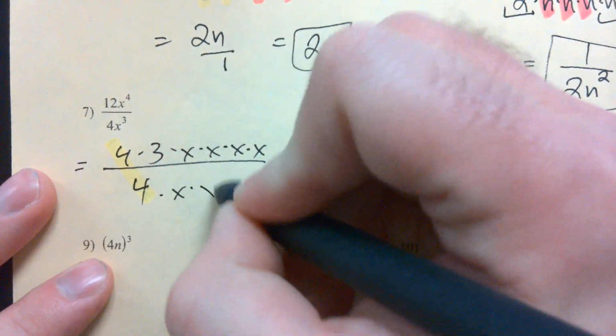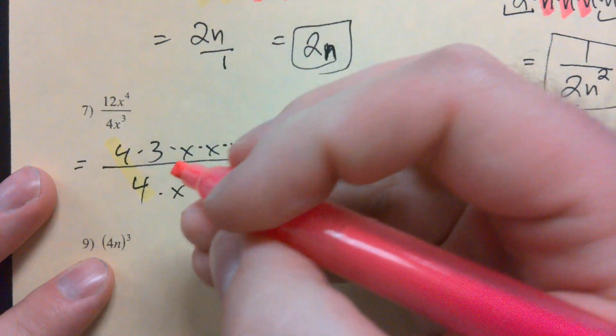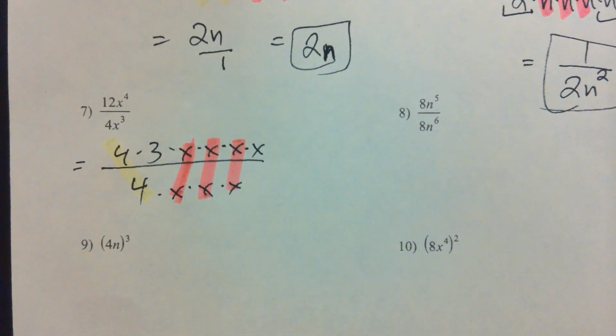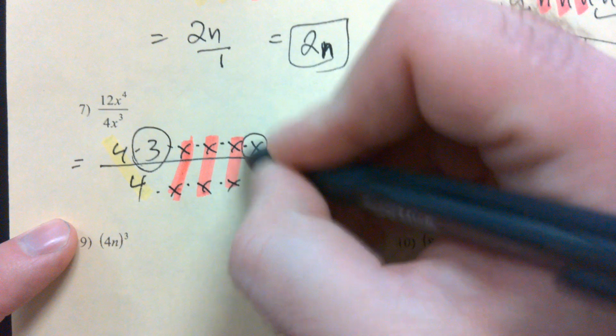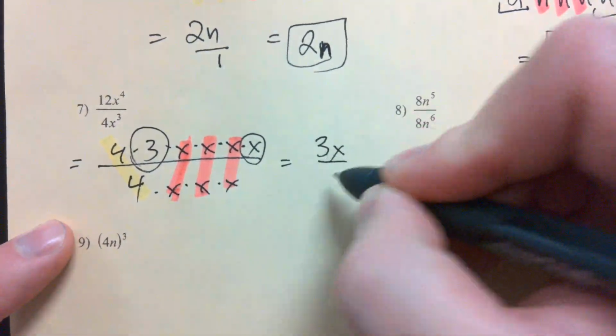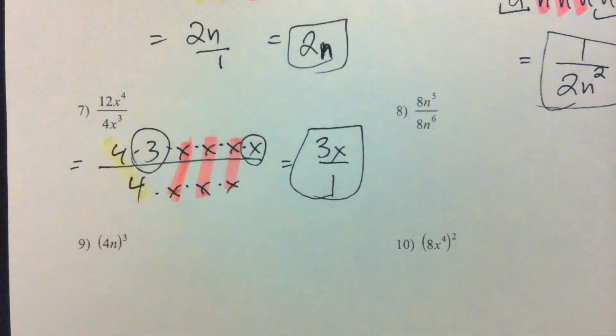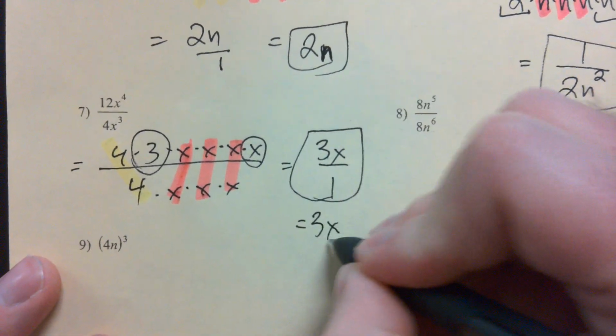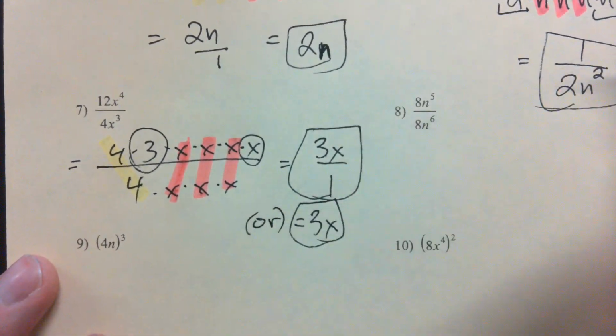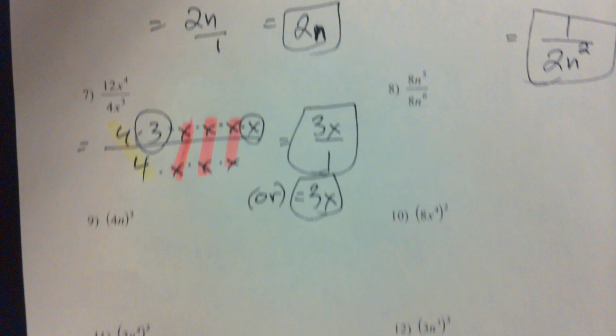4 x's on top, 3 x's on bottom, x, x, x, just like that. And we're left with a 3 and an x on top. 3x over 1, or just 3x. Either one works for me.